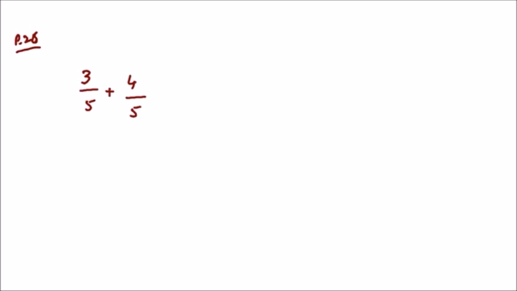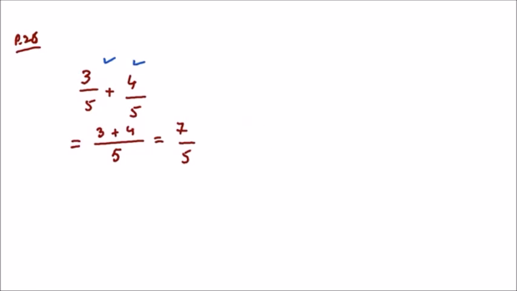Now here, if we add two rational numbers, we know that 3 by 5 and 4 by 5 are rational numbers and both have the same denominators. So you already know that when we add, we write 5 here and 3 plus 4. The answer will be 7 by 5. But what I want to teach you is that when we add two rational numbers, the answer will also be a rational number.